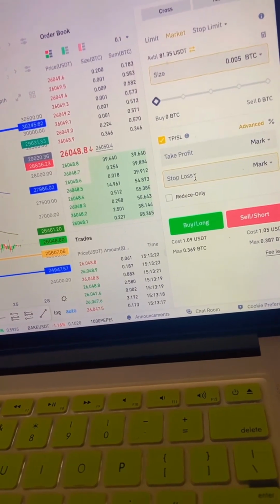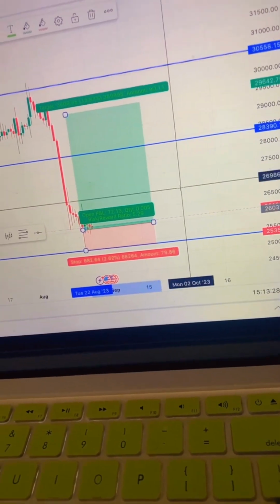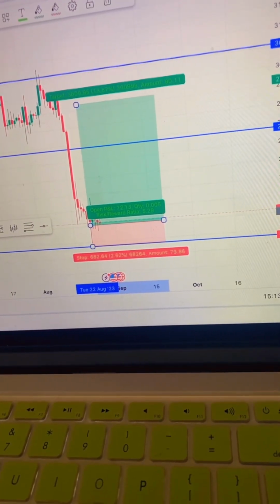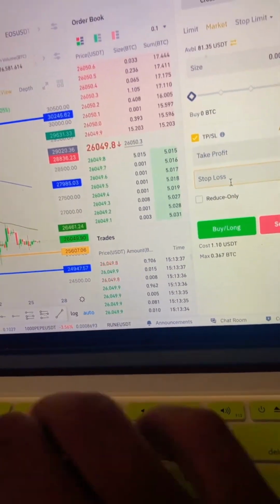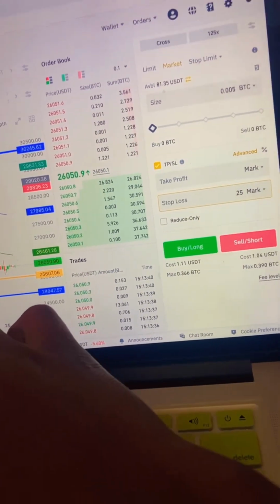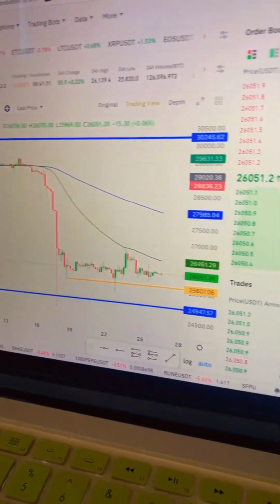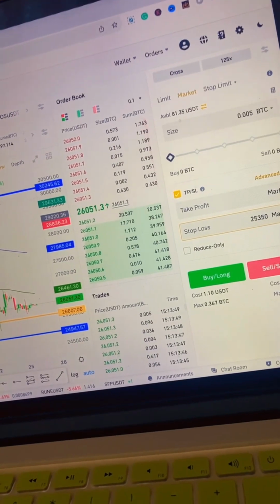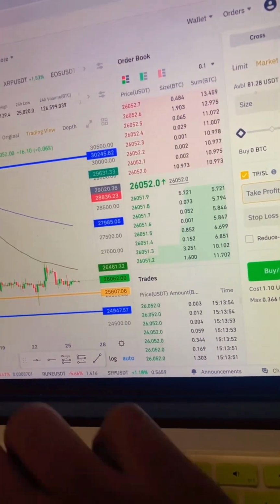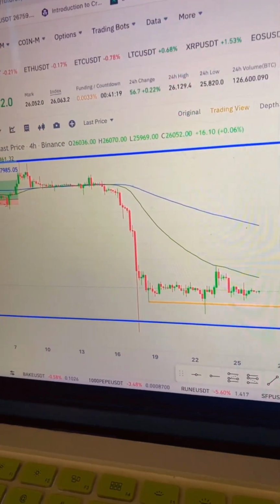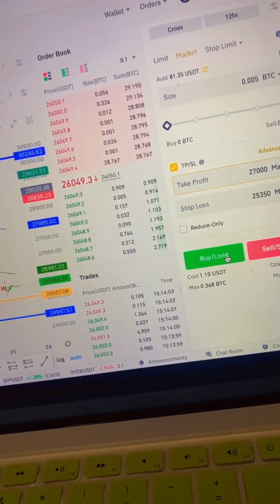Each time you are going to take a trade, please always add your stop loss. Let's go back and check for our stop loss. Now we know our stop loss to be 25,350. So this is our stop loss right now. Our take profit too, we enter it. With the take profit, we know it to be 27,000. Then we click on buy because we are using a market order.